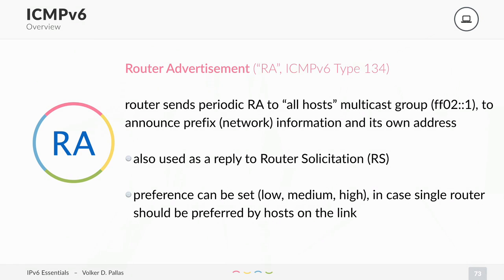With the RA, you can set a preference of low, medium, or high in case you have more than one router on the link and you want to prefer one. In the past, you probably used VRRP or HSRP, and in this case, you can just have two routers. One sends priority high, the other sends priority low, so the hosts on your network without any configuration will prefer the highest priority.